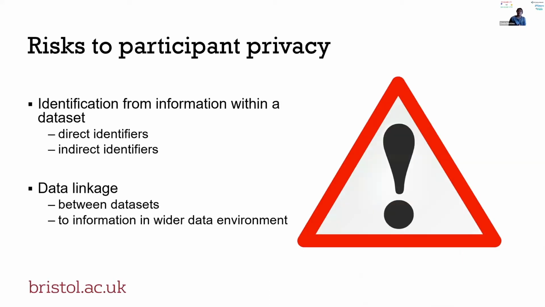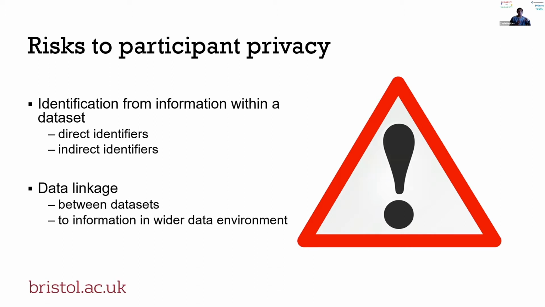But what are the risks? These are all around, at least from the context I'm coming at it, participant privacy. The issue is that if we release a data set, there could be information in the data set itself that could be used to identify participants. That could be direct identifiers, so names, addresses, email addresses, that sort of thing. But there could also be combinations of indirect identifiers, so age, gender, general geographic location, employment history, and so on, which taken together could be enough to identify an individual.